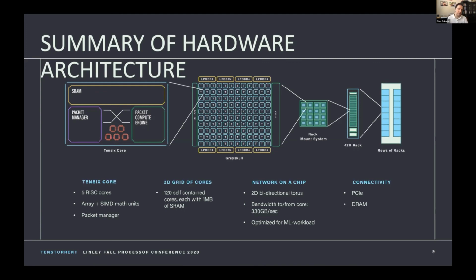Now, if you zoom into each of these cores, you'll see some of the common elements that you've seen elsewhere with SRAM and dense math and SIMD compute engines. But we have a couple of things that are a little bit different from others. We have a very flexible packet manager that's processing incoming packets and producing outgoing packets into this NOC, and I'll talk a little bit later about why that's important. And on top of that, we have these 5 low-power RISC cores that can run a large portion of our software stack at runtime, making a lot of dynamic decisions that are offloaded from the compiler and really reducing the complexity of decisions that have to be made up front.